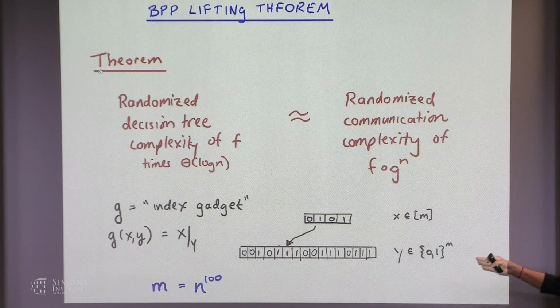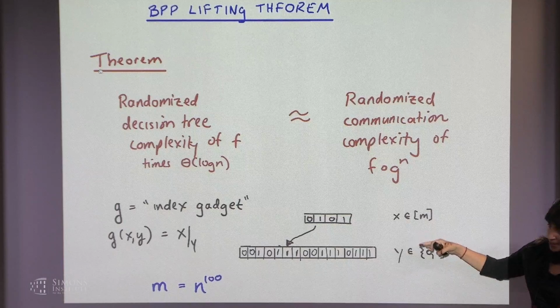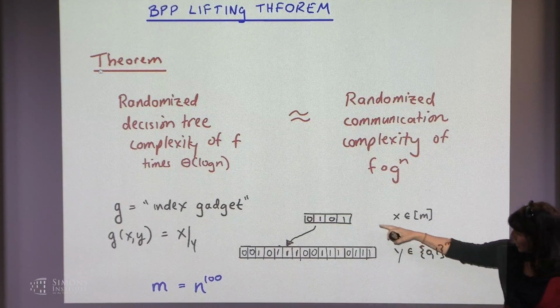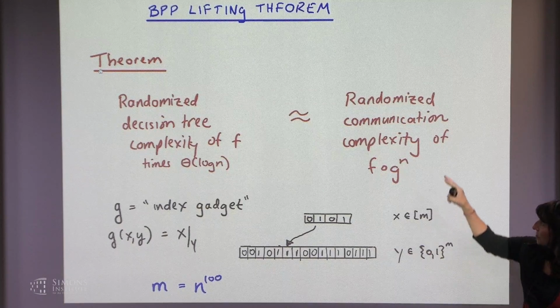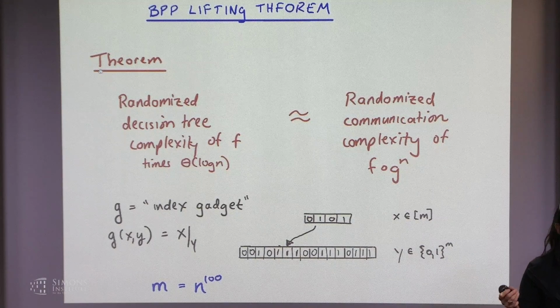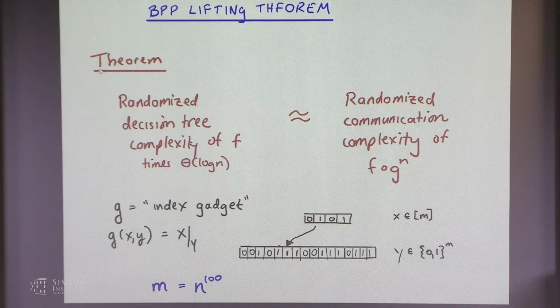Okay, so here's the gadget. It's called the index or pointer gadget, and this is a picture of one copy of the gadget. In general, f is going to have n inputs, and the gadget is not going to be constant like it was for AND or parity. It's going to be bigger than that. In fact, it's going to be asymmetric, or uneven. One player is going to have order log n many bits, and the other player is going to have something like n to the third bits. I'm saying n to the 100, but something like n to the third bits.